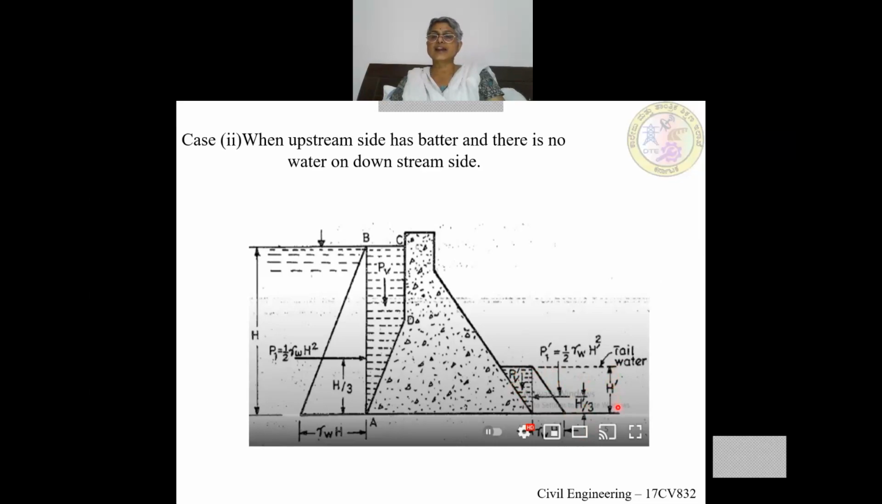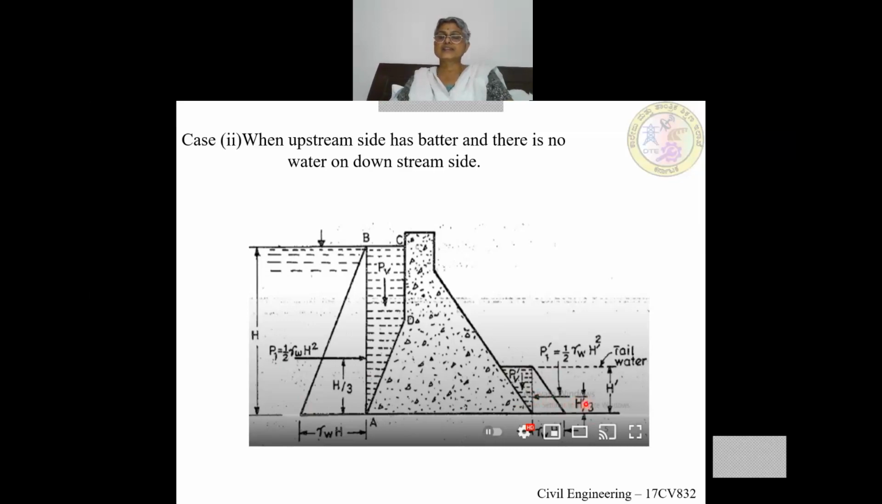If the height of the tail water is h dash, and here also the surface is sloping, therefore there is a triangle here. There will be two forces here, in the same way as in this case, but the pressure due to tail water is opposite to the direction of the pressure due to the water in the reservoir. So this is like a factor of safety. Therefore if you leave this, there is no harm, because it is a stabilizing force.